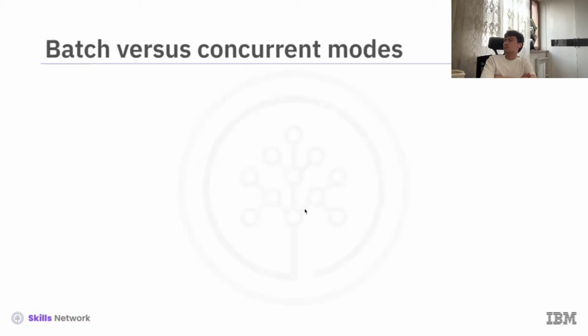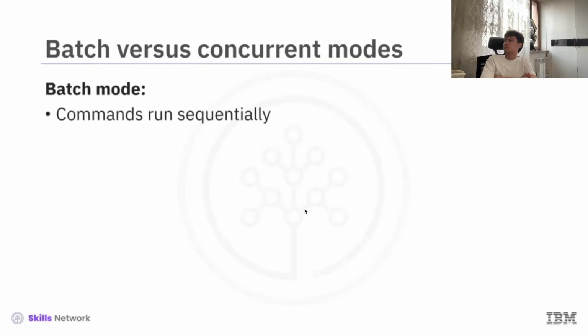Bash has 2 main modes of operation. Batch mode, which is the usual mode, runs commands sequentially. For example, these 2 commands, separated by the semicolon metacharacter, will be executed in a particular order. Command 2 only runs after command 1 is completed.